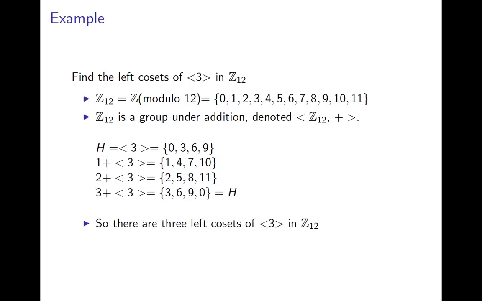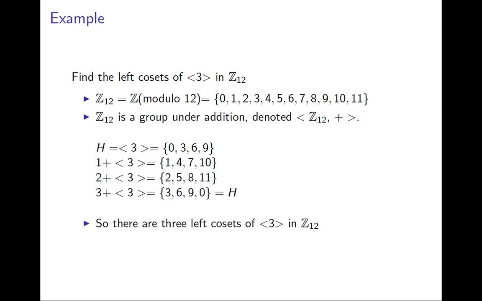So to solve the problem, we get that H, from our original definition of left cosets, is the subgroup generated by 3, which equals {0, 3, 6, 9}. Continuing, since Z12 is a group under addition, we have to use addition to find the additional cosets. So 1 plus the subgroup generated by 3 is equal to {1, 4, 7, 10}, which you get just by adding 1 to each element of H.